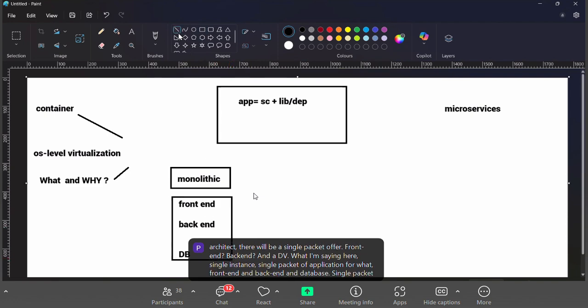Single packet means package. Single package. If I say single packet, what does it mean? Single packet means if there is a problem in a single packet, what will happen?